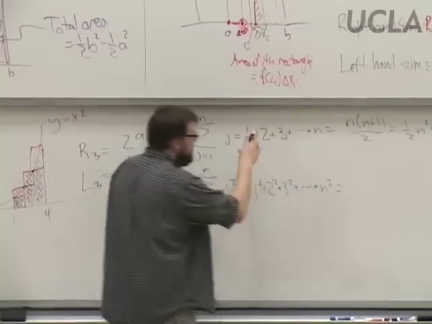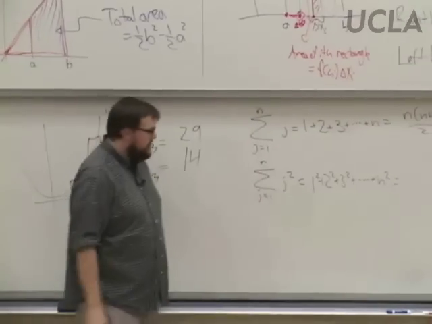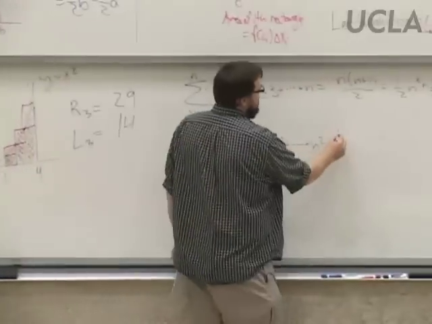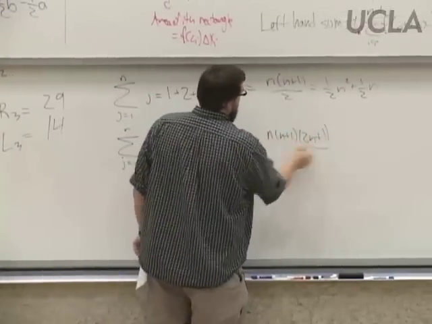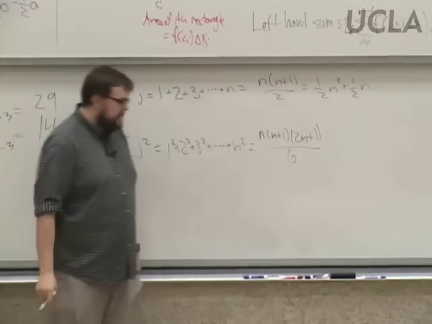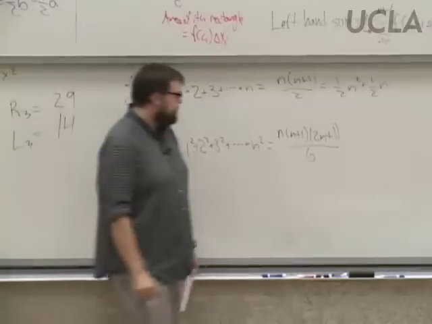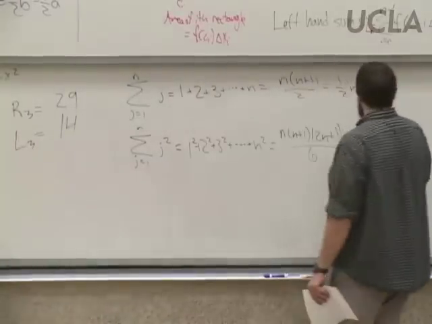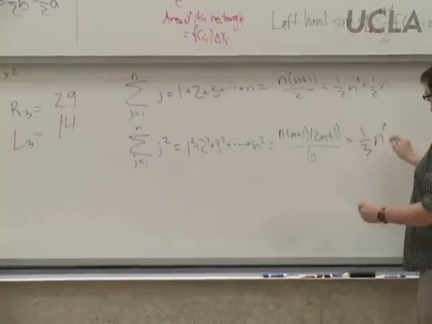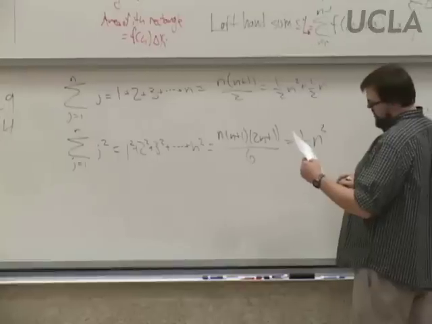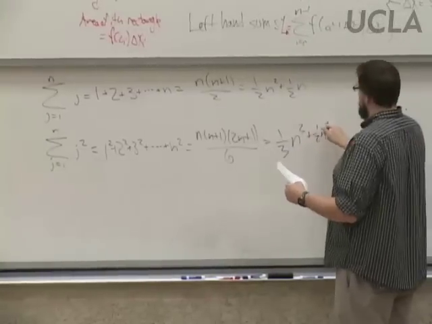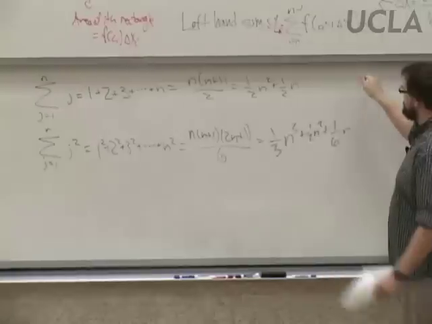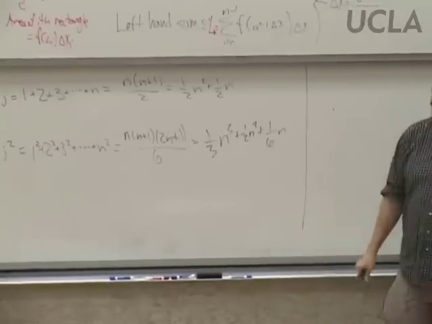Now, unfortunately, there's no neat trick. But this one has been studied quite extensively. And it's not hard to show that it's n times n plus 1 times 2n plus 1 divided by 6, which, if you multiply it out, that's 1/3 n cubed. And I want to make sure I get this right. 1/2 n squared plus 1/6 n. All right.